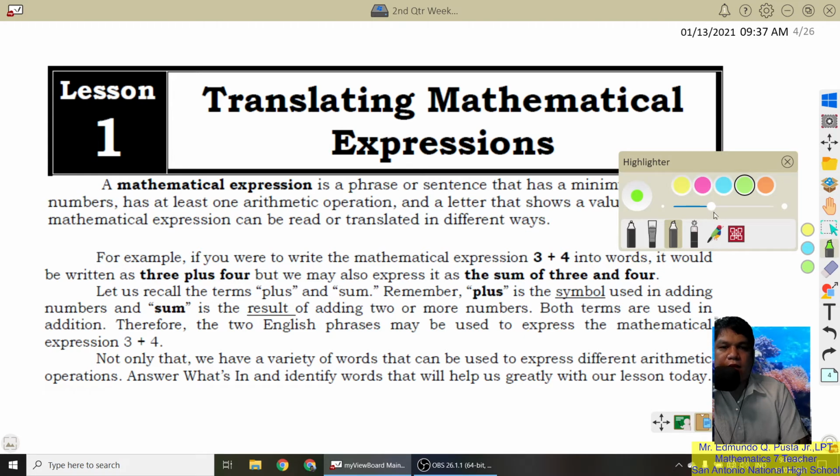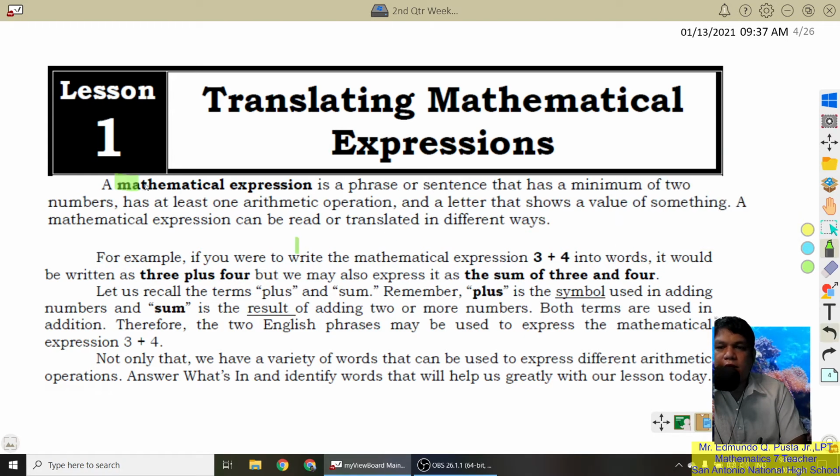What is a mathematical expression? A mathematical expression is a phrase or a sentence that has a minimum of 2 numbers, at least one arithmetic operation, and a letter that shows a value of something. A mathematical expression can be read as or translated in different ways.